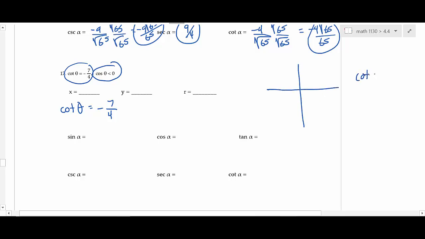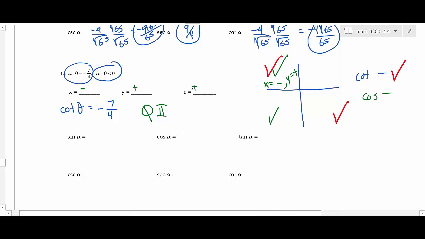So the cotangent is negative in this problem. The cotangent is negative in two places. It's going to be negative there and there. That's where you find the cotangent's negative. Then we have the cosine is negative. That's what that statement is saying. The cosine is negative in this quadrant and that quadrant. So you're in quadrant 2, right? So you have to figure out that we're in quadrant 2. If you're in quadrant 2, x is going to be negative, y is going to be positive. So you'll have a negative x, positive y, and r is always positive.